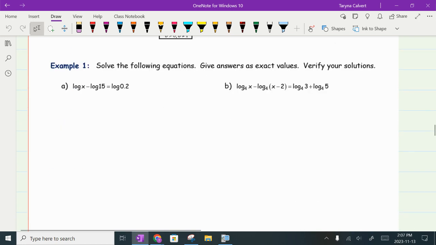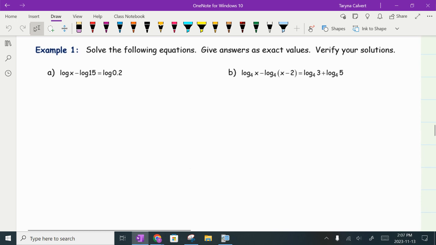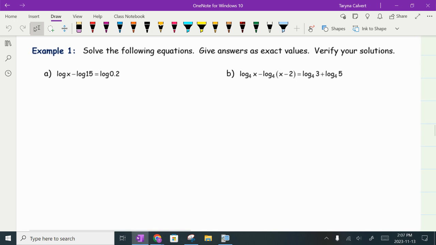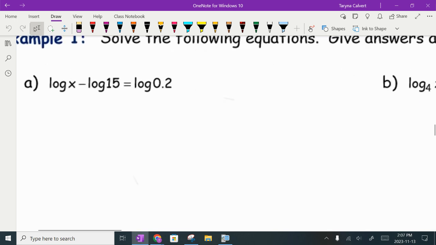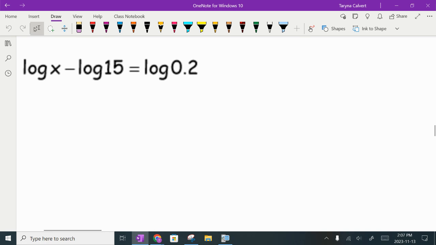Here it just says solve the following equations, give answers as exact values, then verify your solutions. So something like this: we have log base 10 of x minus log 15 equals log 0.2. Right now, do you agree that they're all the same base? Something like this, we can do very similar to what we did with exponential equations where we could get the same base.